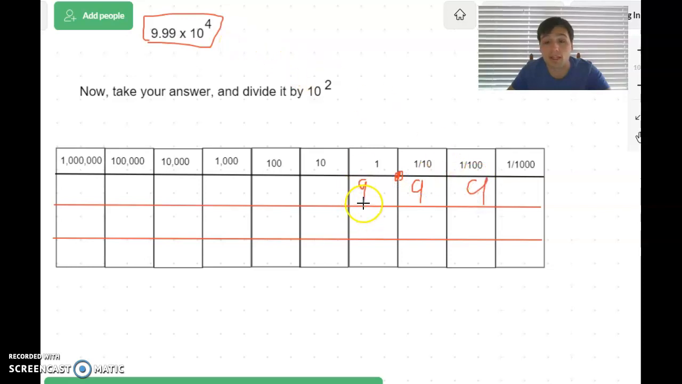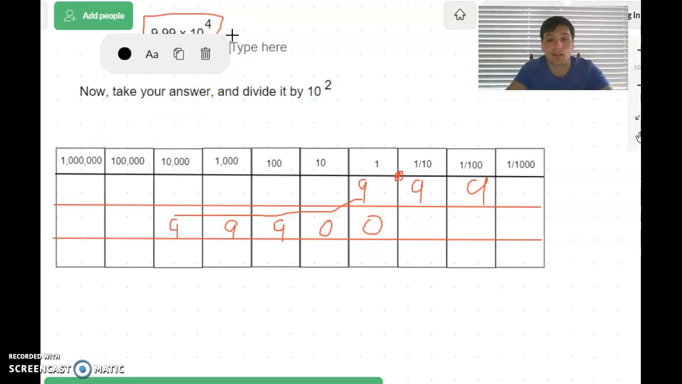Multiply by 10 to the 4th, meaning I go over 4 spaces. 1, 2, 3, 4, 9, 9, 9, 0, 0. There's my answer for that. I have 99,900. Am I done? No.